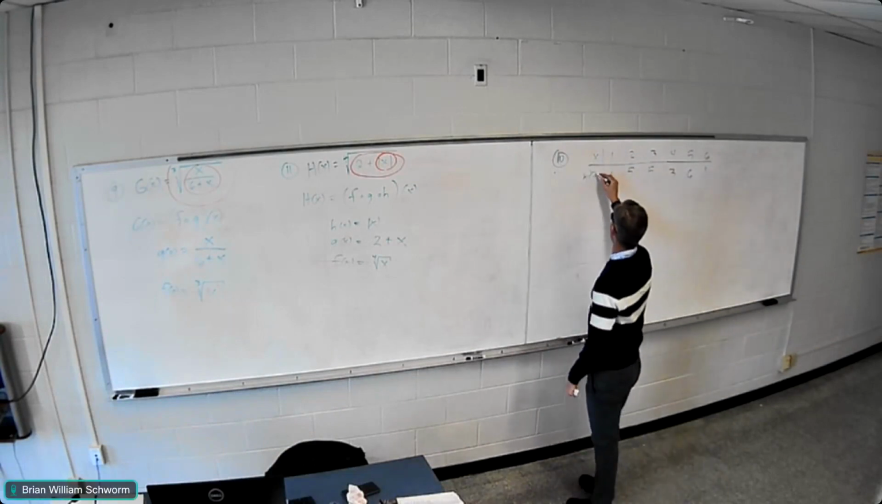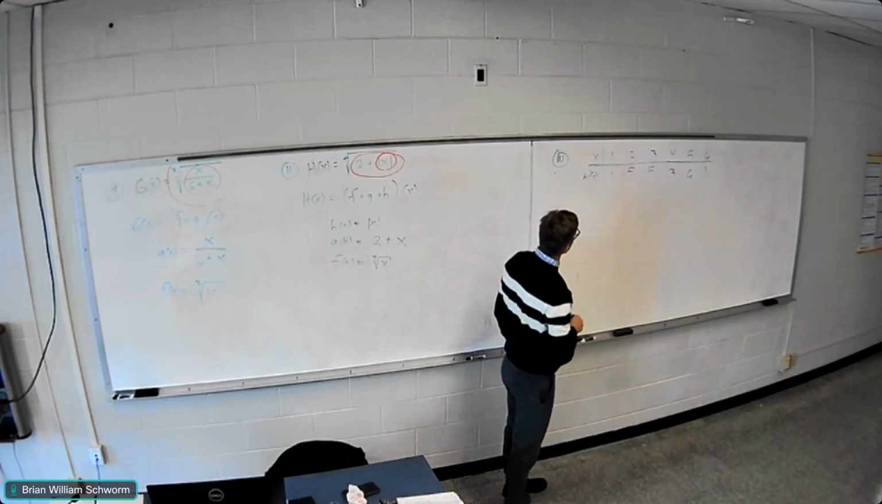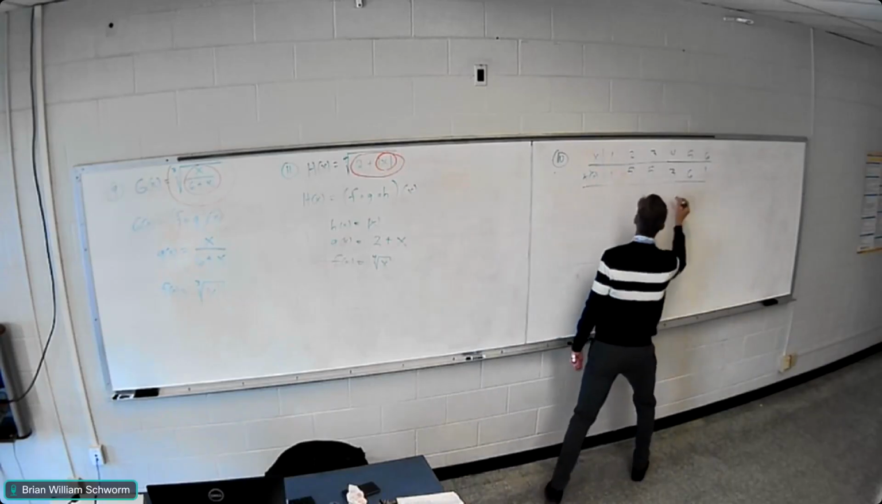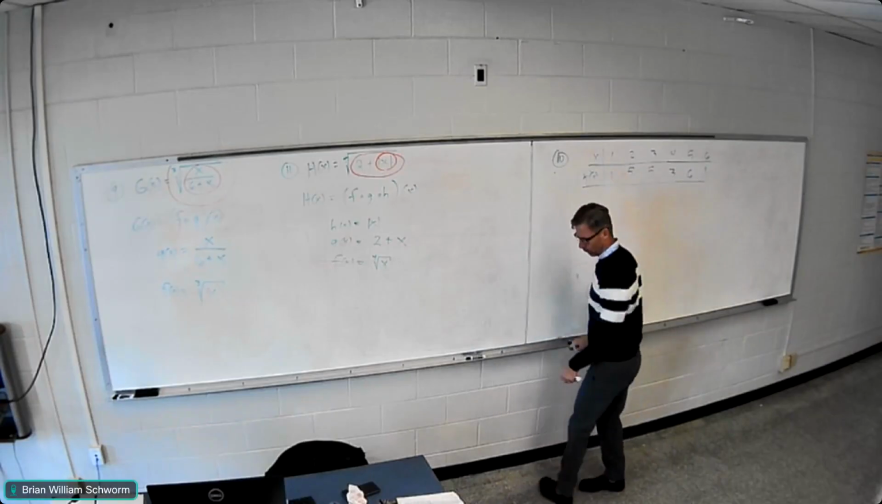That's some values for the F. I've got this second row. And then I got a third row, G function.